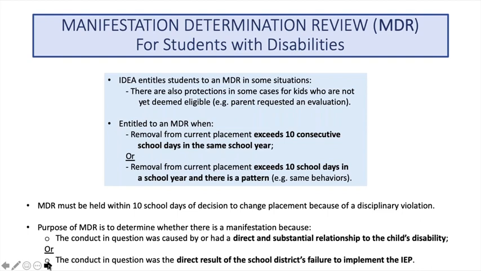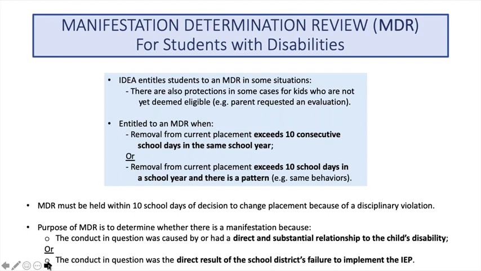So students under the IDEA are entitled to an MDR when one of two types of things happens. Either one, removal from the current placement exceeds 10 consecutive school days in the same school year. So expulsion is a good example of that. Or two, removal from current placement exceeds 10 school days in a school year, and there's a pattern. So you have a bunch of short-term suspensions that are all for the same basic behavior, and you get to a point where now that kid is being removed in total for more than 10 school days in a school year because of this pattern of behavior. Under either one of those two circumstances, that student would be entitled to a manifestation determination review.